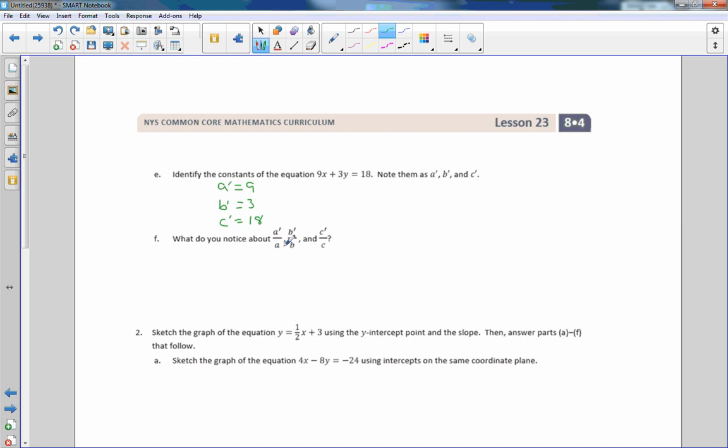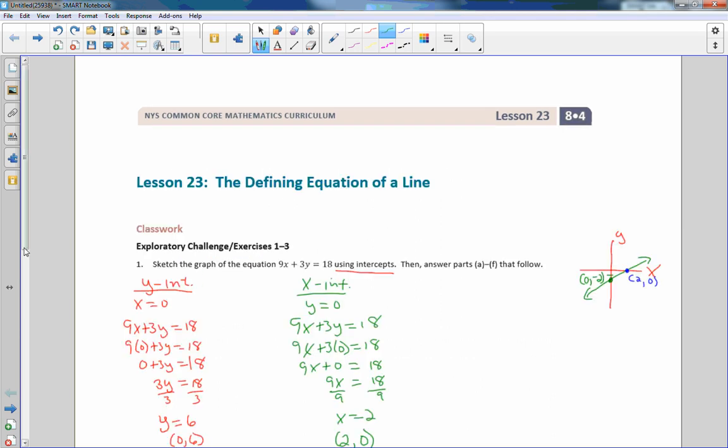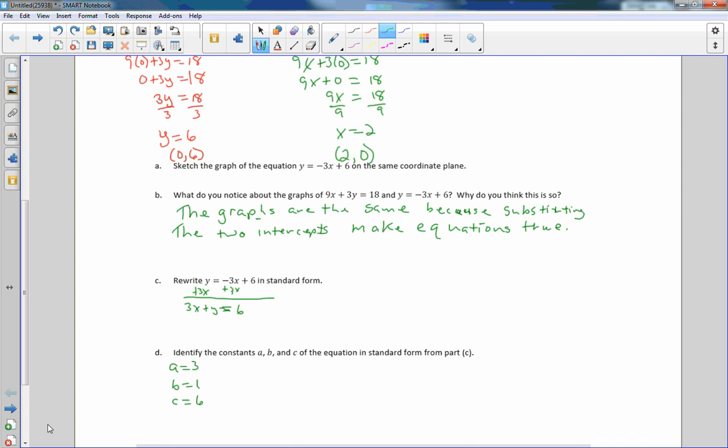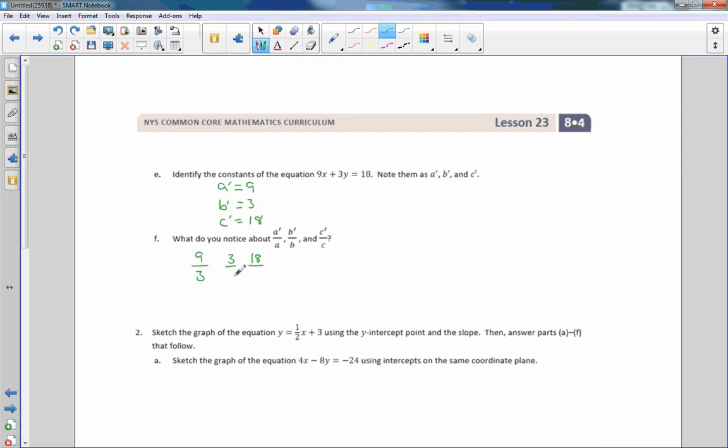What do you notice about A prime, B prime, C prime over A, B, C? Okay, what are they asking here? What do you notice about A prime over A, B prime over B, and C prime over C? Okay, so I'm going to set these up. A prime is 9 over A, which I'll get on the other page after. B prime is 3, and C prime is 18. So if I'm going to set these ratios up, then I need to go back, and A was 3, B was 1, and C was 6. So 3, 1, 6.